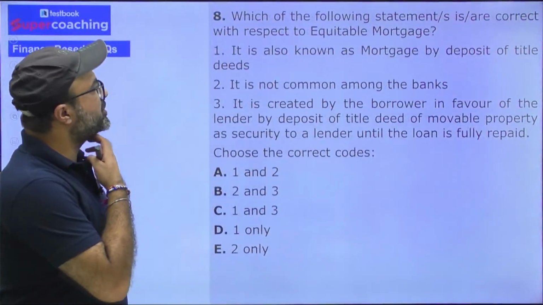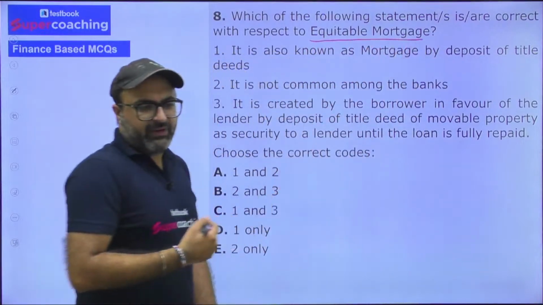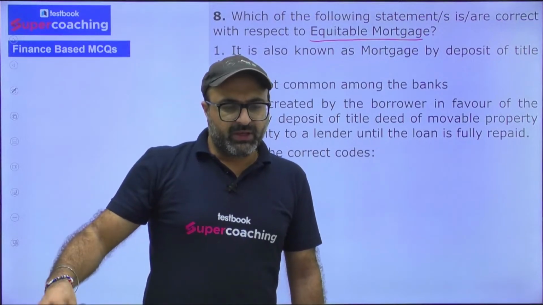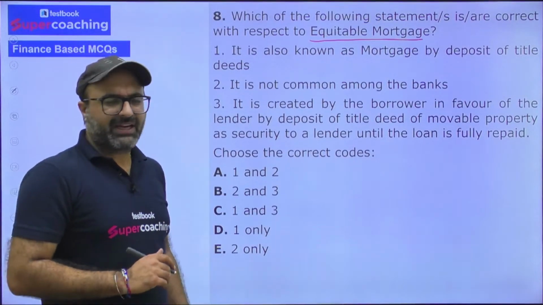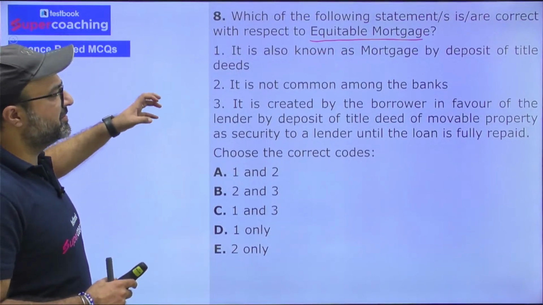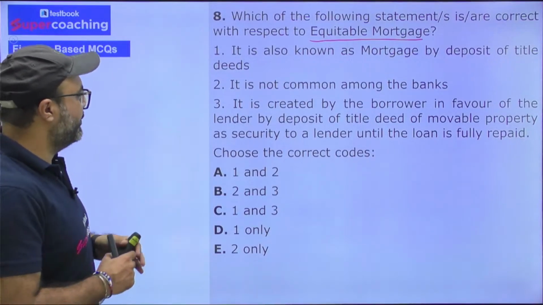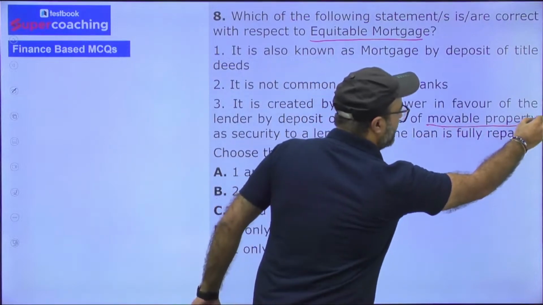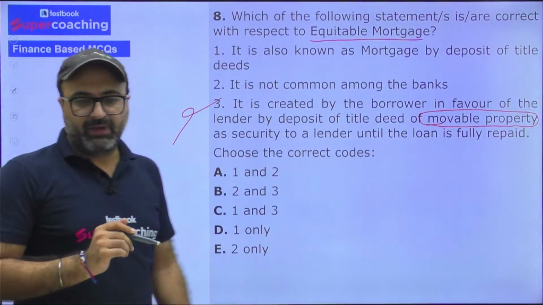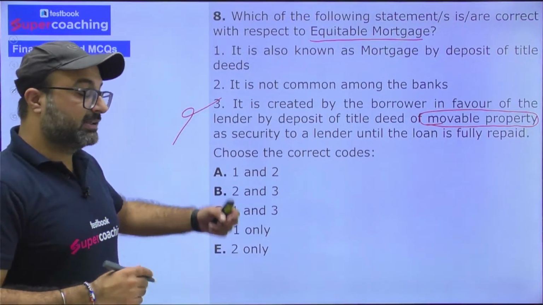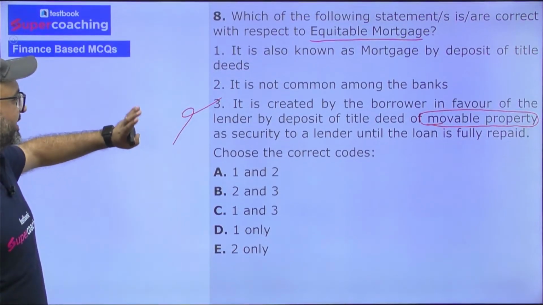The next question says, which of the following statements is or are correct with respect to the equitable mortgage? So again we have one more type of mortgage, the equitable mortgage. Now my question is, what is the meaning of equitable mortgage? Remember that the term mortgage is basically used for immovable property. As I read this question, I found that it mentions movable property, and from here only I can reject the third statement. It is not applicable on movable assets. Rather, the term mortgage is valid only in case of immovable assets. On that basis, the third statement is incorrect.